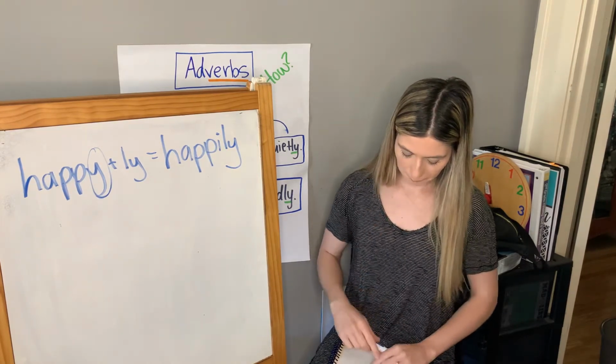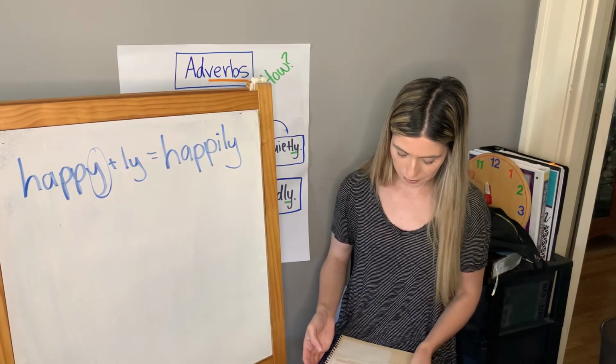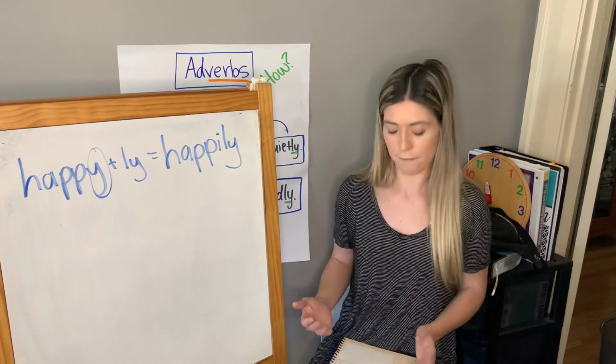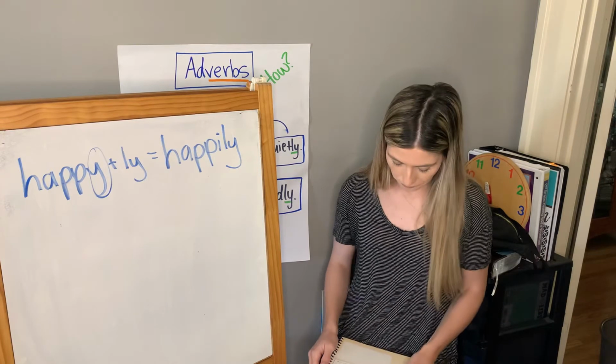Now, section 3. Think about the question how and write an adverb for each of the verbs. Eat. How would you eat? Fill in your own adverb. How would you snore? Fill in your own adverb.